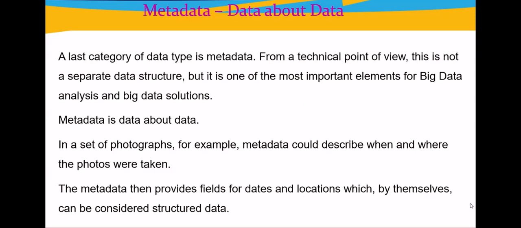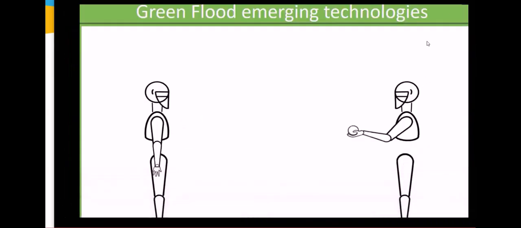Metadata provides additional information about a specific set of data. In a set of photographs, for example, metadata could describe when and where the photos were taken. The metadata then provides fields for dates and locations, which by themselves can be considered structured data. Because of this, metadata is frequently used by big data solutions for initial analysis. So this is all about data types in big data.